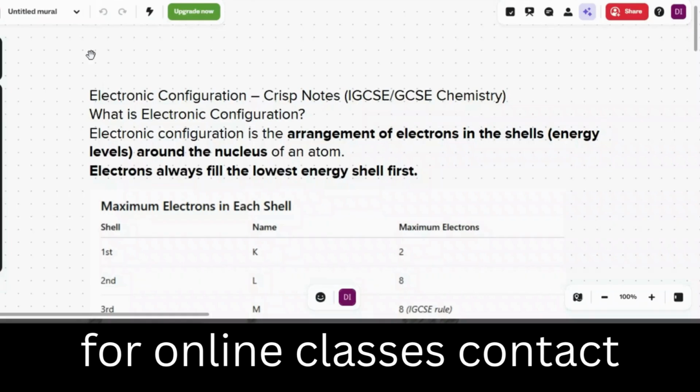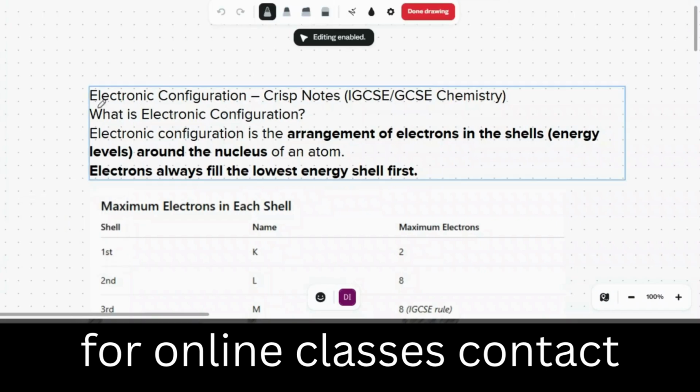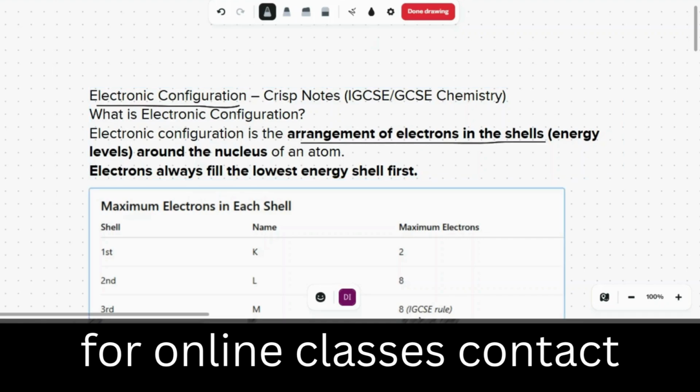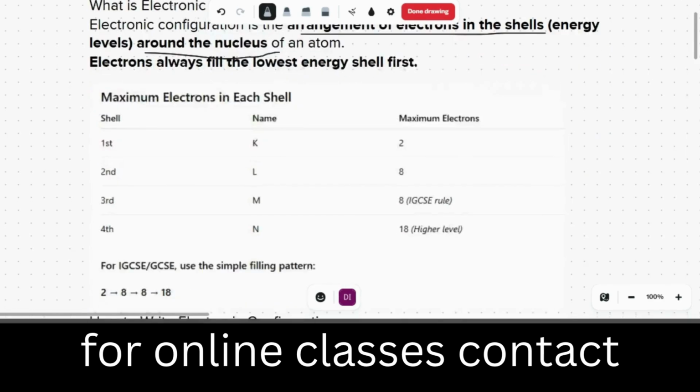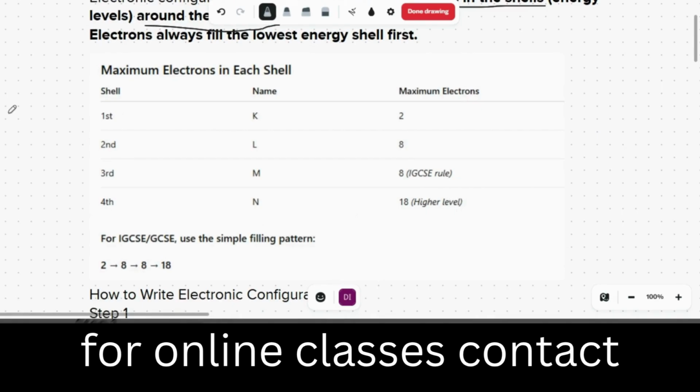Hello, today we are going to talk about electronic configuration. So, what is electronic configuration? Electronic configuration is the arrangement of electrons in the shells, or energy levels, around the nucleus of an atom. Electrons always fill the lowest energy level first. So, first we will see what happens with the first shell.